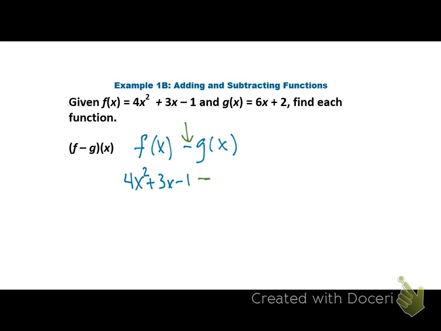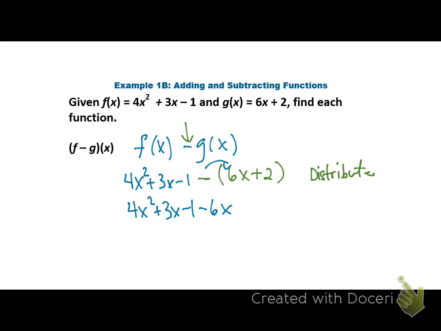Since you are subtracting two terms, you must apply the negative, or the subtraction, to both of those. So you're going to put it in parentheses, like that. And then what you'll do at this point is you will distribute. So bring down your first function unchanged. Now apply the negative, so that would give you negative 6x and negative 2.